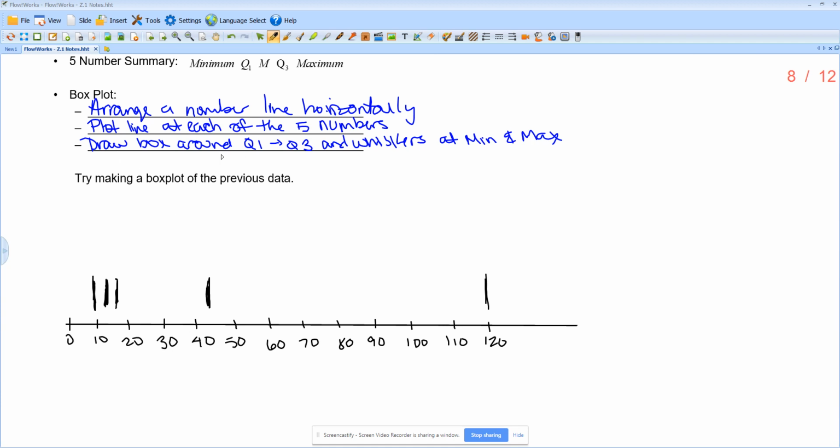Then we draw a box around Q1 and Q3. So here's Q1. I'm going to connect this to turn this into a box. And then we draw whiskers to the min and max. So here I connect this box over to my maximum and to my minimum. Having this image gives me an idea of a lot of different things.